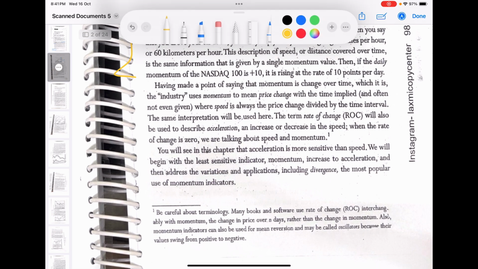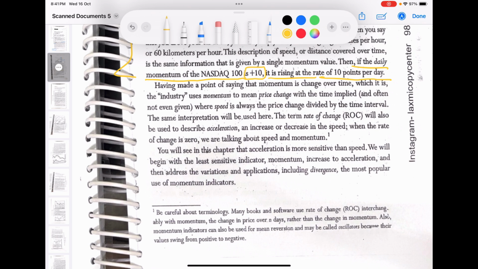Okay. If the daily momentum of Nasdaq 100 is plus 10, then it is rising at a rate of 10 points every day. If I say that the everyday momentum is this much, that means I'm expecting that the particular index will give this much momentum in one particular day.